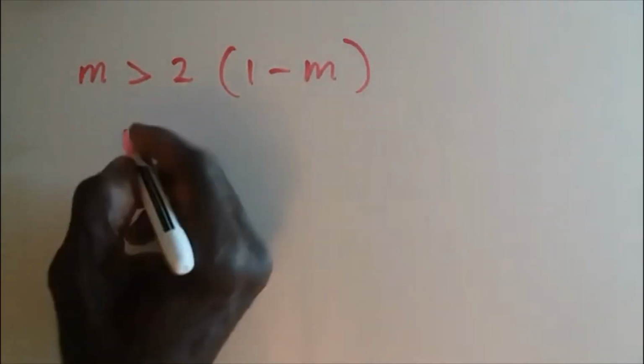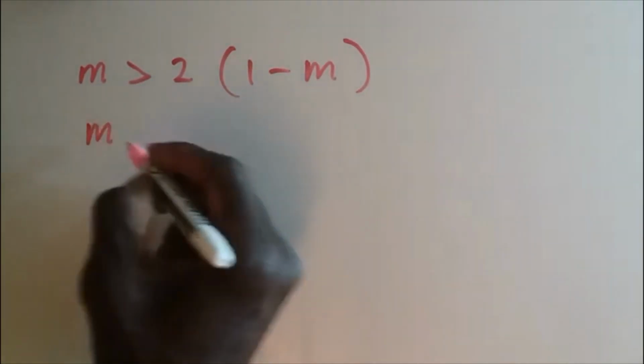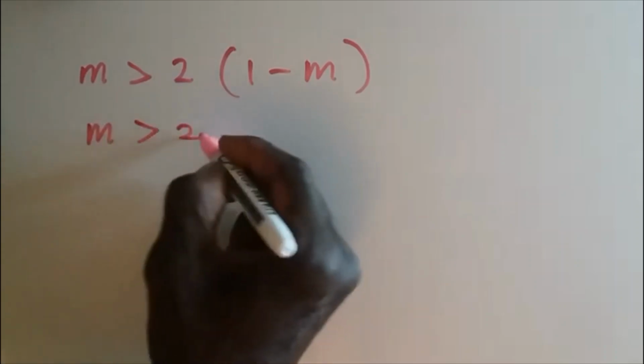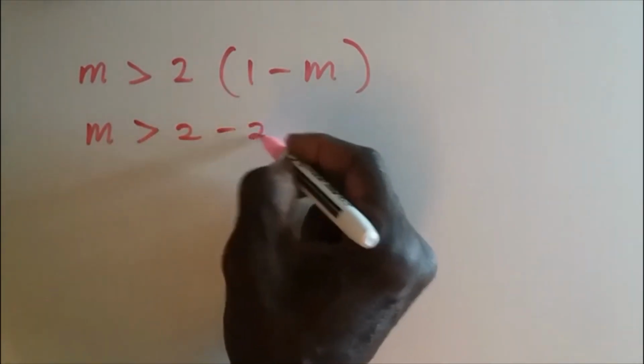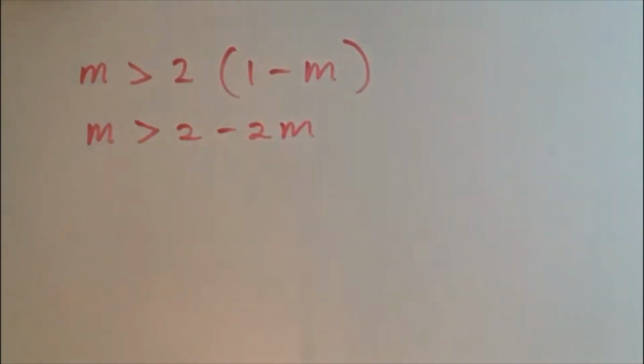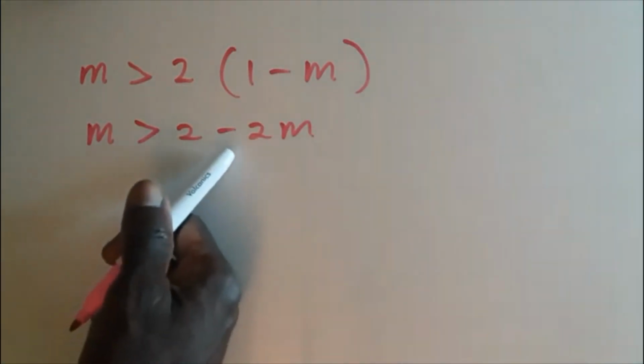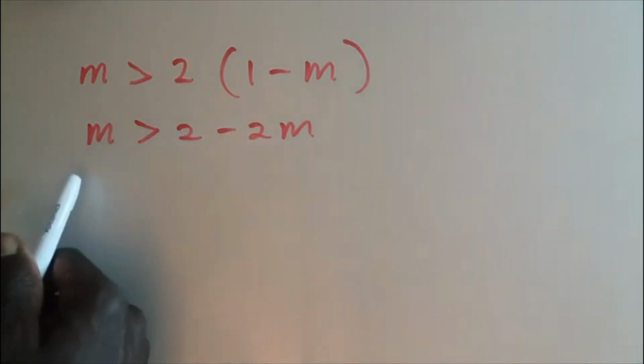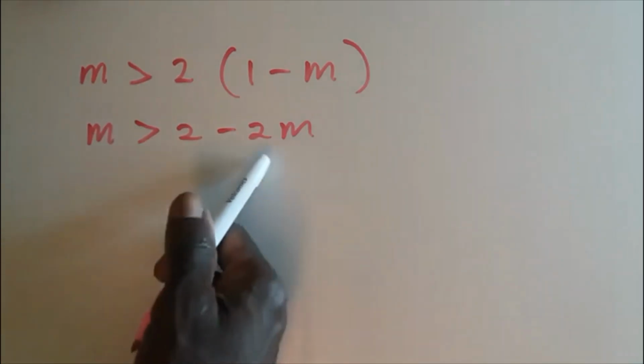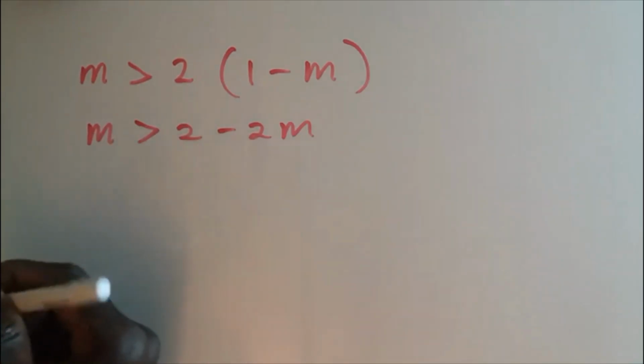Let's have a go at this one. We have m, we'll clear the brackets, greater than 2 minus 2m. We'll move our negative 2m from the right over to the left by adding positive 2m to both sides.